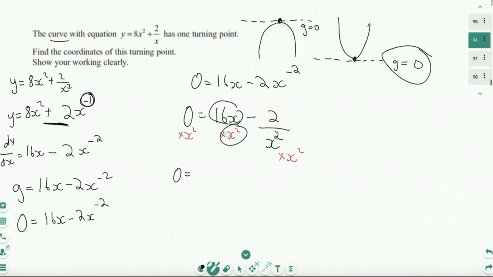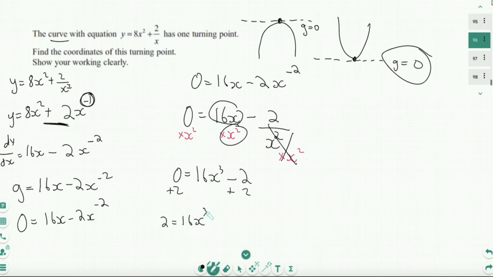16x times x squared is going to be 16x to the power of 3, minus. Divide: x squared and times x squared cancel out, leaving 2. Then we can just rearrange it. So plus 2 plus 2. So 2 is equal to 16x to the power of 3.